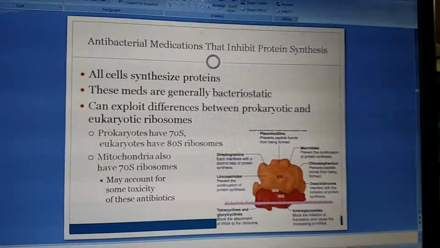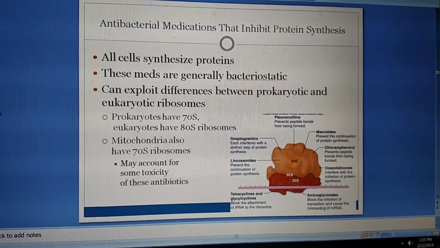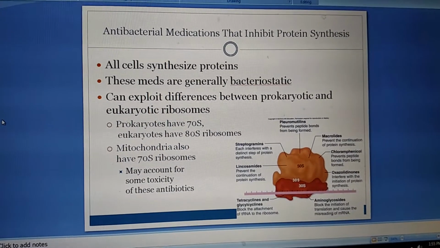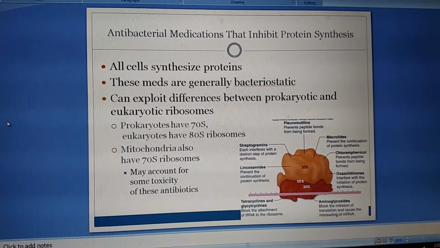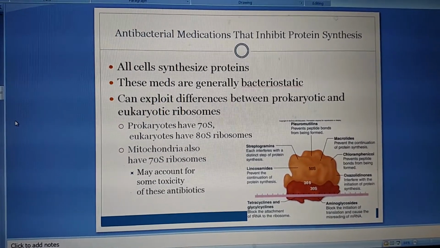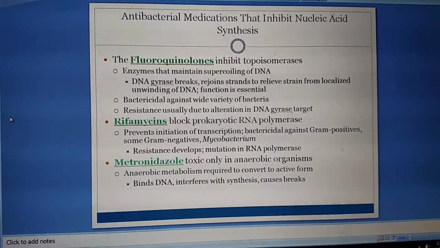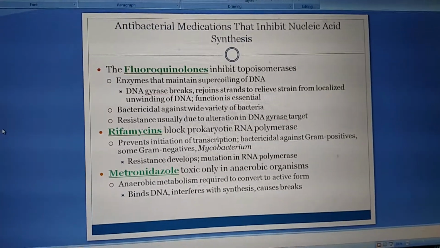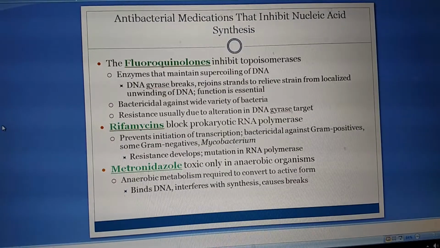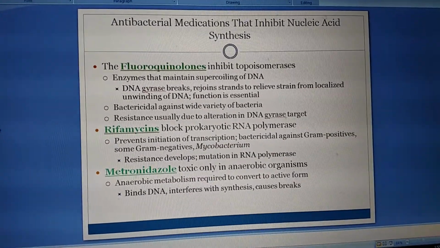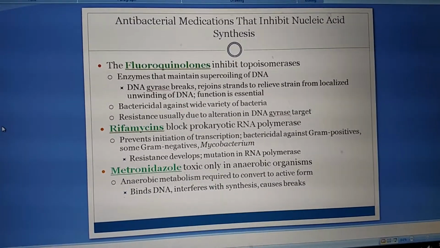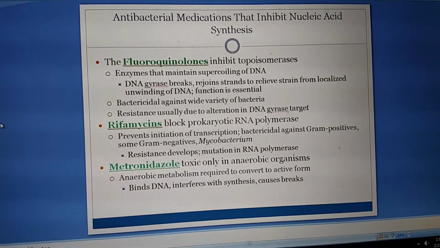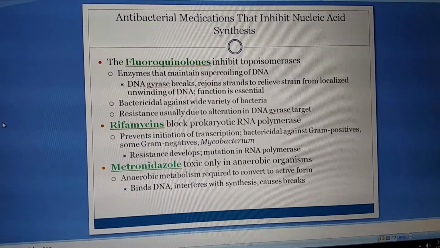So protein synthesis is not always a good target, and some of the medications that target ribosomes can actually be toxic and cause mitochondrial damage. When you look at the fluoroquinolones, they will actually inhibit topoisomerases. These help keep the DNA wrapped up correctly. So if they get damaged, basically you get these breaks in the DNA and it doesn't unwind correctly.